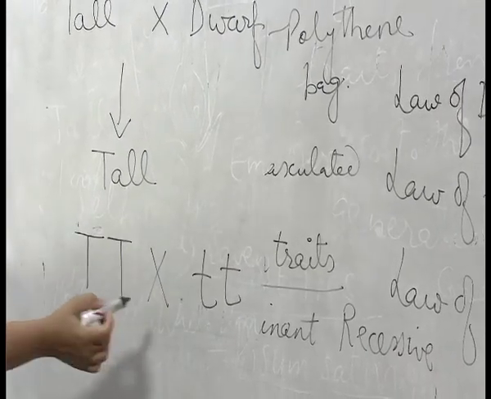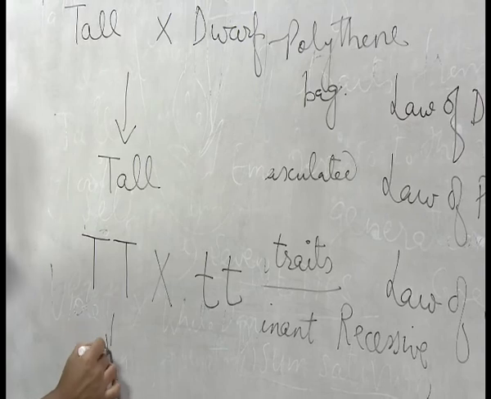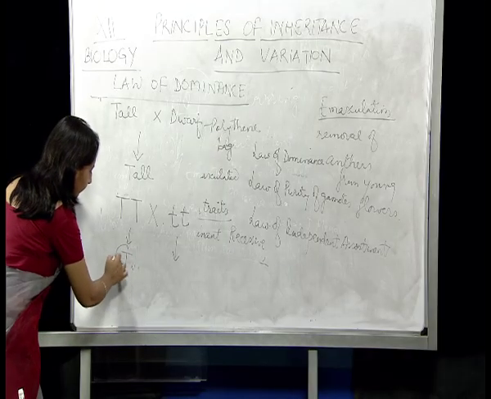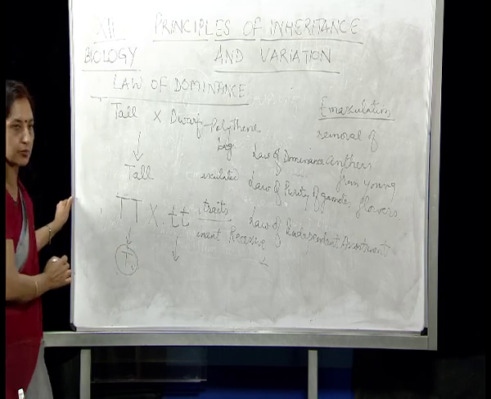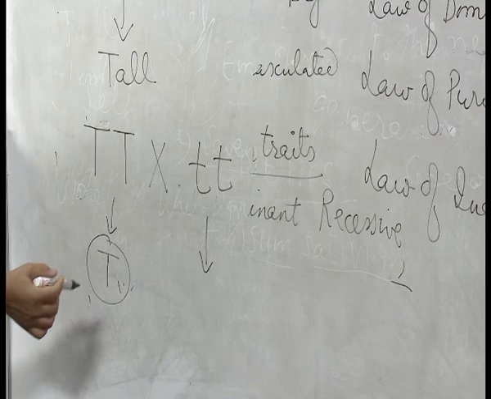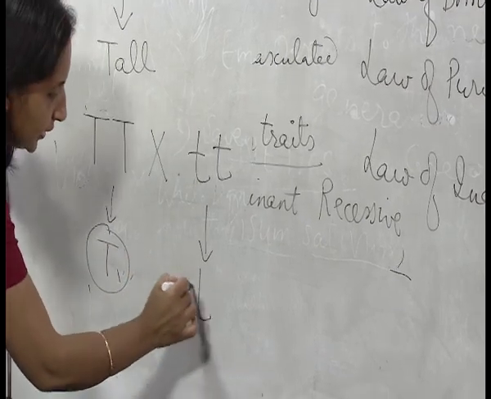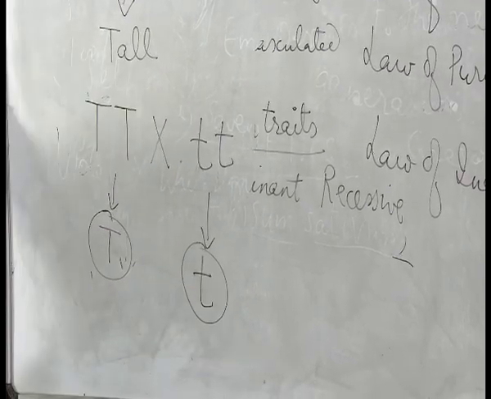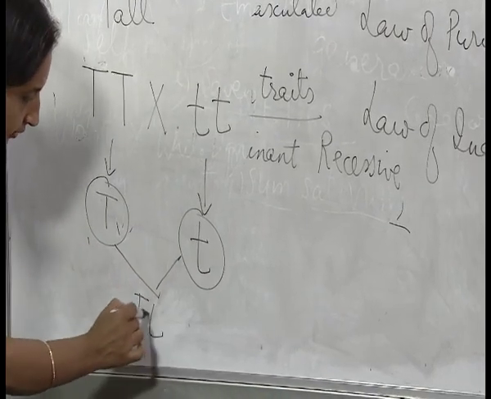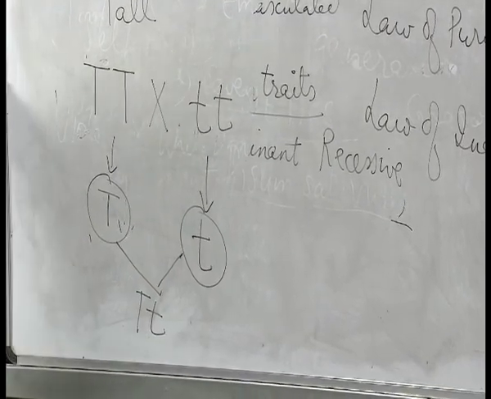This is the tall plant, this is the dwarf plant. In sexually reproducing organisms, at the time of gamete formation, the number of chromosomes is reduced to half. So this double capital T, we have to write as single T. Similarly, here also, it has to be small t. And when we cross them, we will get this kind of representation.